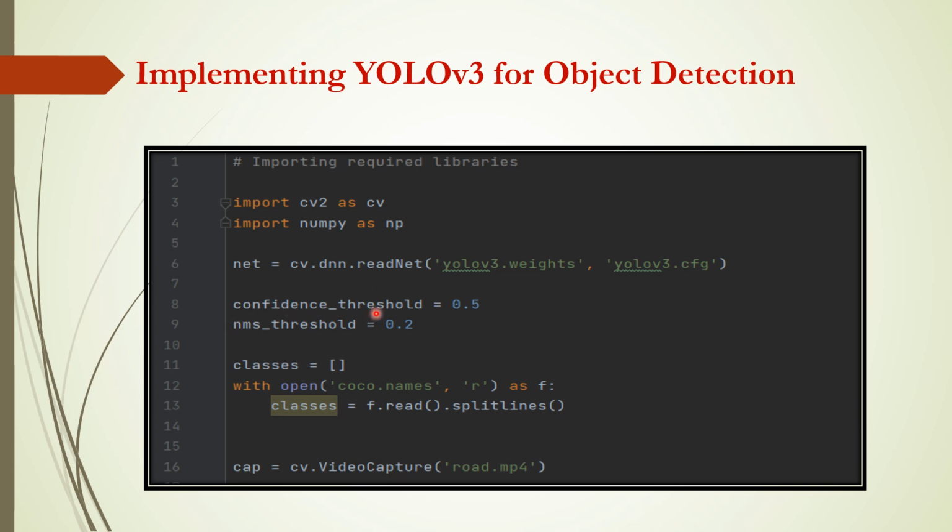Now in lines 8 and 9, we store the confidence threshold and the non-maximal suppression threshold as constants. Lines 11 to 13 read the coco.names file to extract the object names and put them in a list, so that we have 80 classes in total. Now the 16th line shows cv.VideoCapture. So we read our video here.